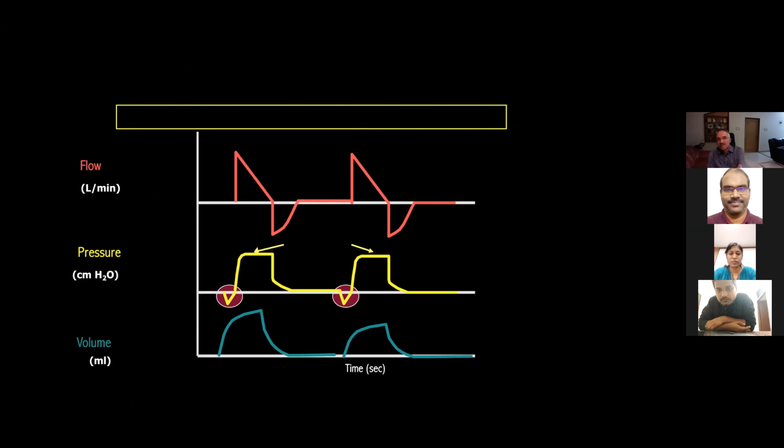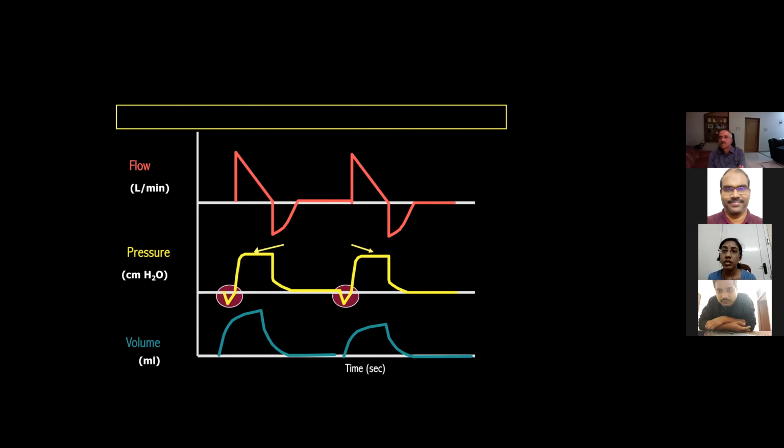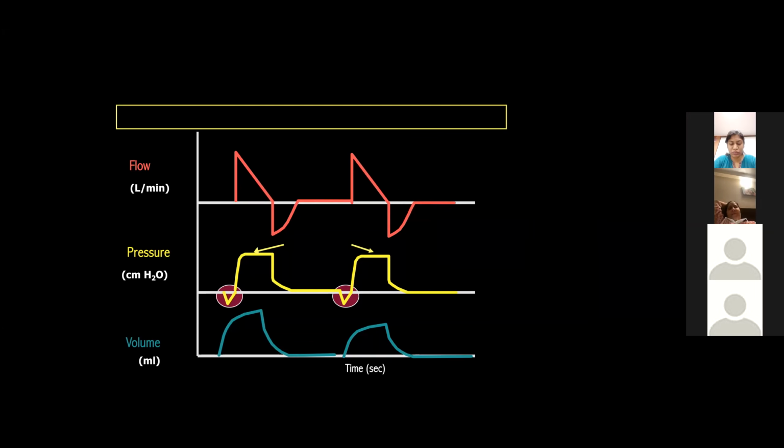So which mode is this? This is assisted pressure control. Why pressure control? It's a decelerating wave. How do you decide it is not pressure support? Sir, the flow pattern is touching the baseline and it is time cycled. Touching the baseline and it is time cycled. Yes, sir.